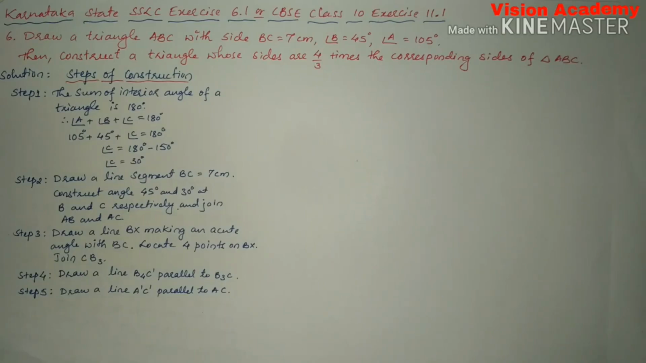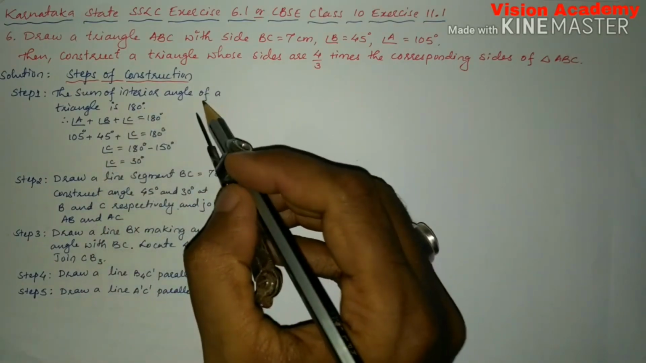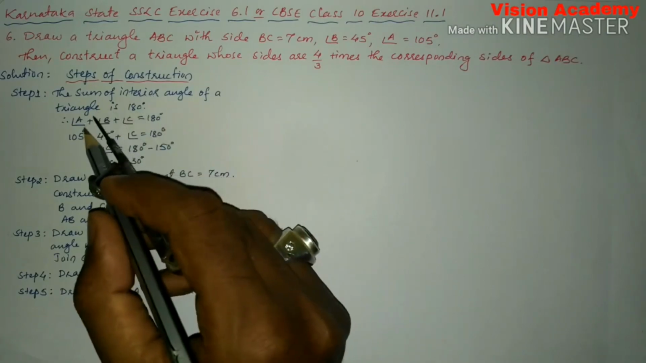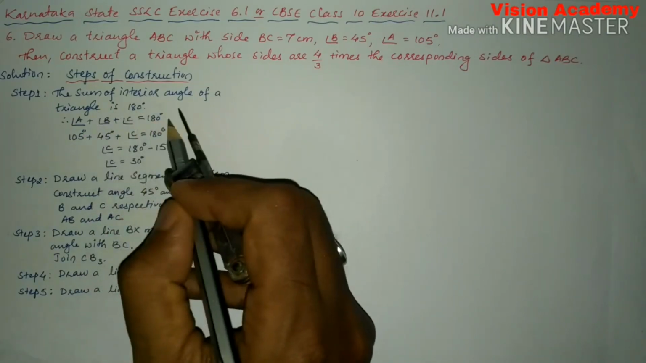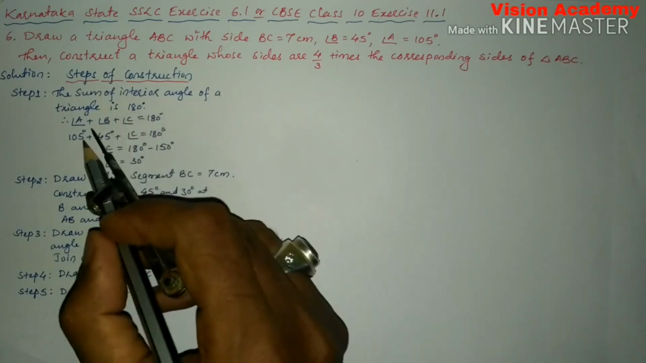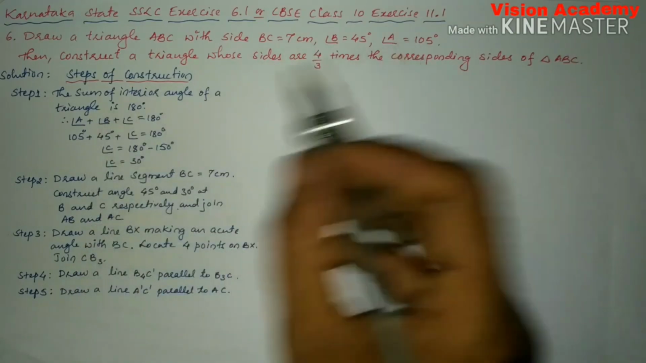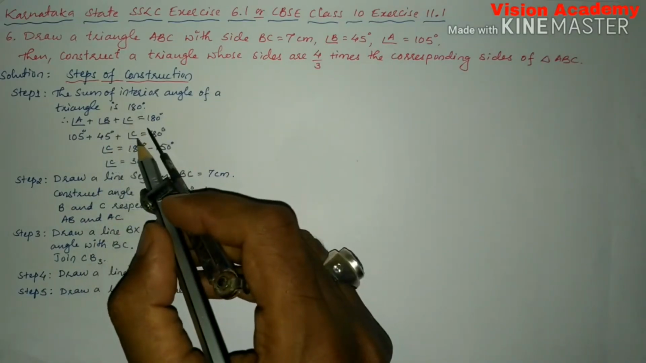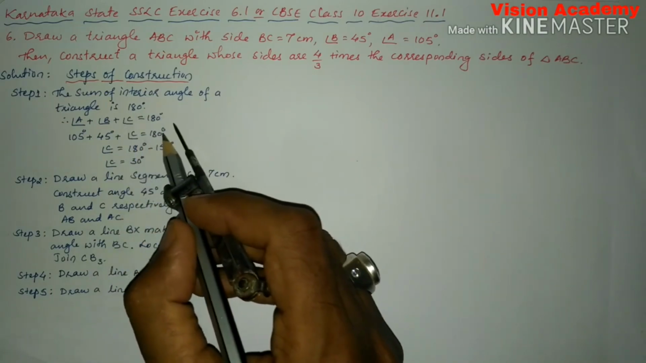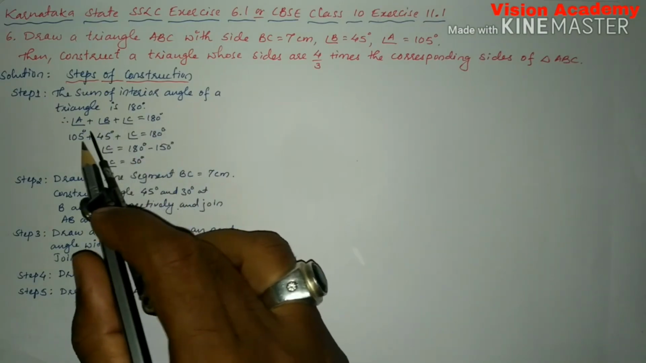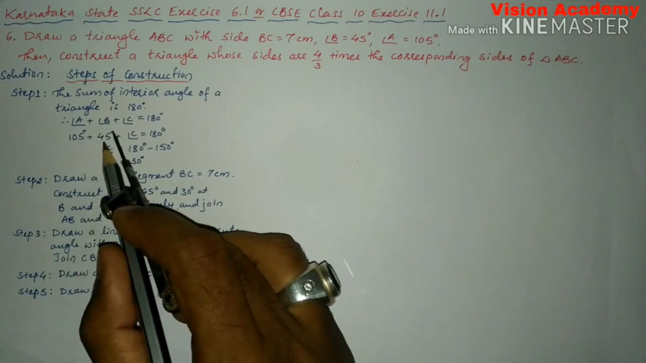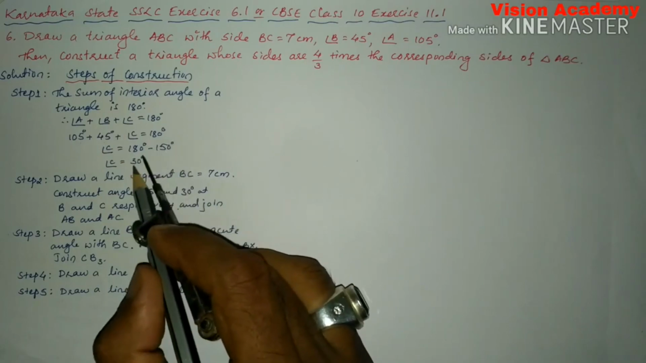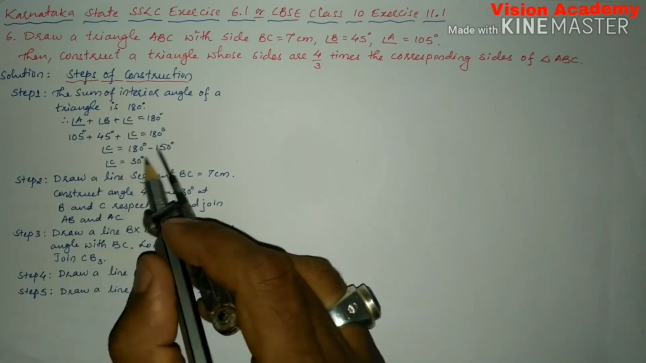Step 1. The sum of the interior angles of a triangle is 180 degrees. We know this fact. So angle A plus angle B plus angle C is equal to 180 degrees. Here they have given in the question angle A is equal to 105 and angle B is 45 degrees, and C we need to determine. So 105 plus 45 is 150. We subtract this 150 from 180. So angle C is equal to 30 degrees.